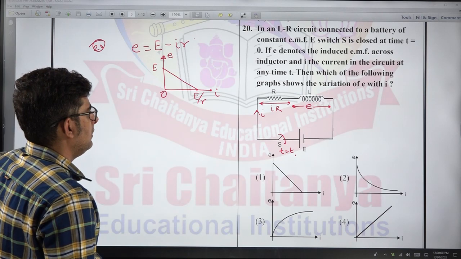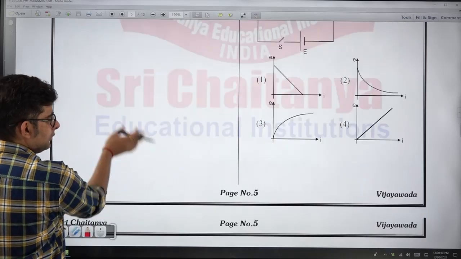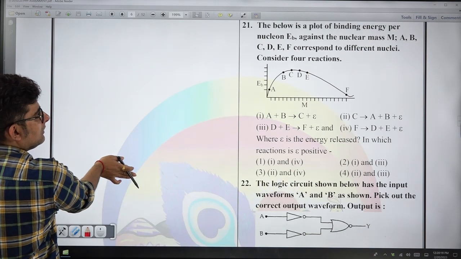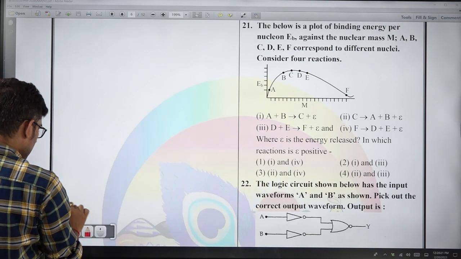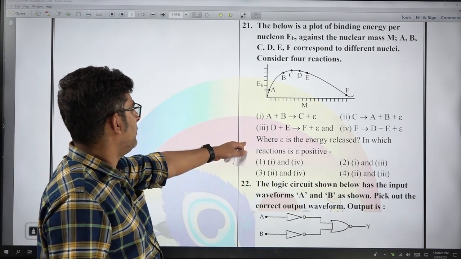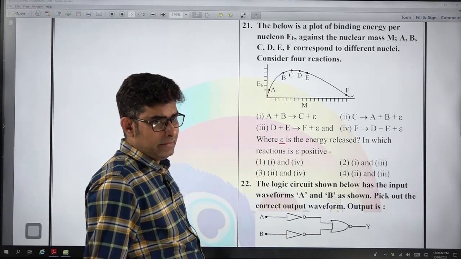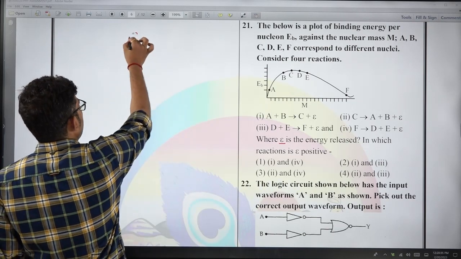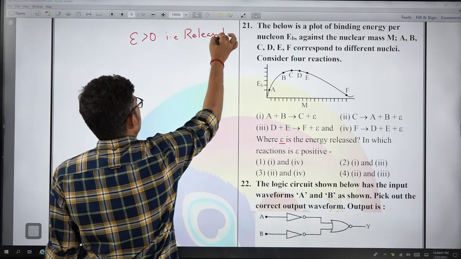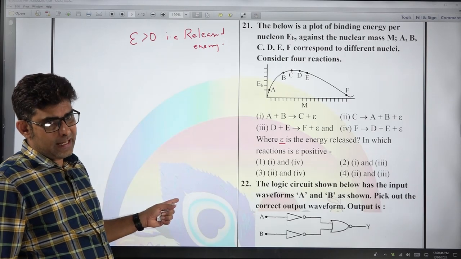Okay. Now moving to the next question, 21st. We have been discussing this type of question earlier also, and in class also we had discussed it. They are saying in which of the following reactions E is positive. E is the energy released. So I have told you, please remember, energy positive means released energy. That means it is an exoenergic reaction.